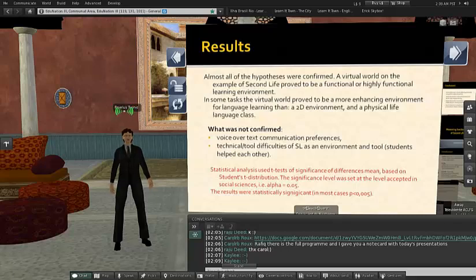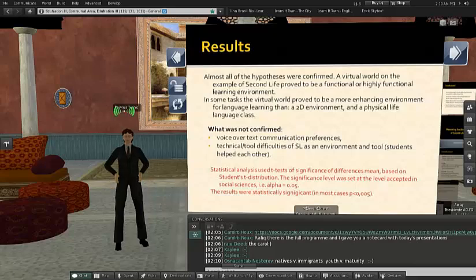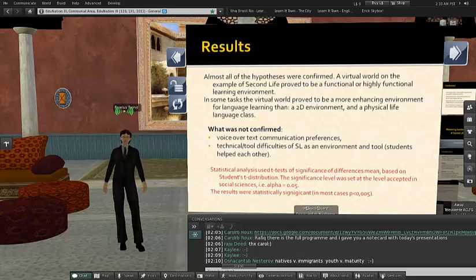So almost all of the hypotheses were confirmed. Here in the red at the bottom of the screen, you have the very short statistical information. So I used t-tests of significance, differences of means based on Student's t-distribution, and all the results were statistically significant, with P as well. Okay, you can read that. I don't have to read it.